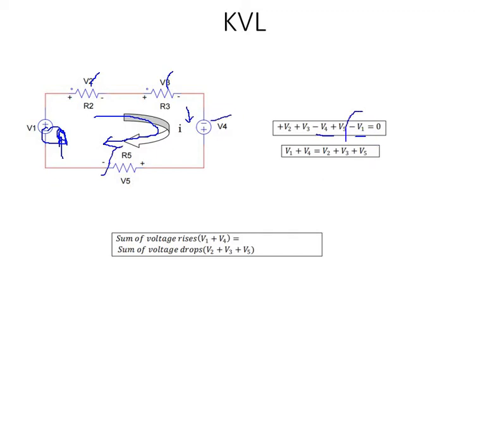Then, who are the minus ones? This one and this one. So V1 plus V4 move to the opposite side. The minus terms move to the opposite side as plus terms, and the remaining terms stay. So these two are voltage rises and these two are voltage drops. How do you say it is a voltage rise? Because these two are suppliers and these three are consumers. That's why it is written here that voltage rise equals voltage drop.